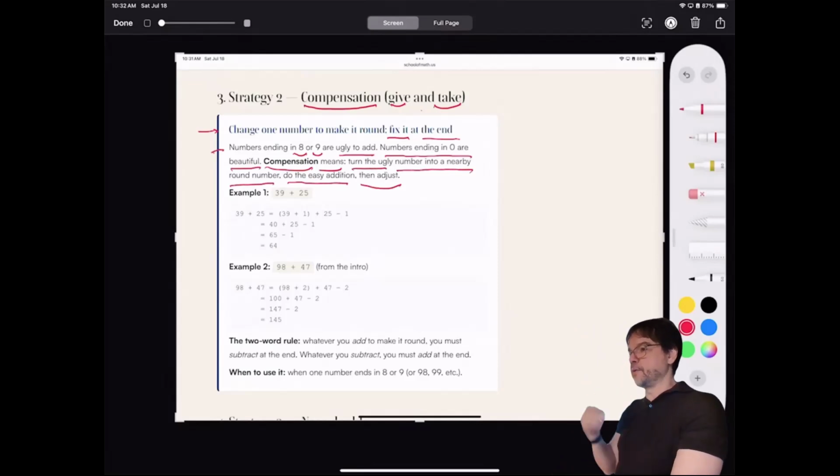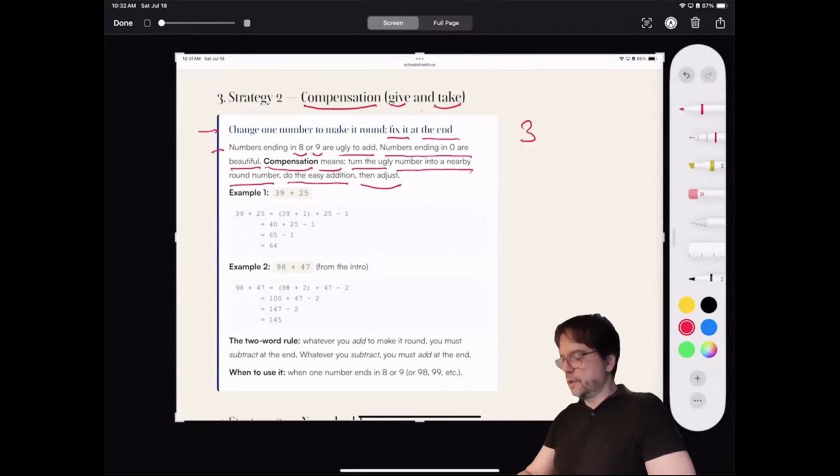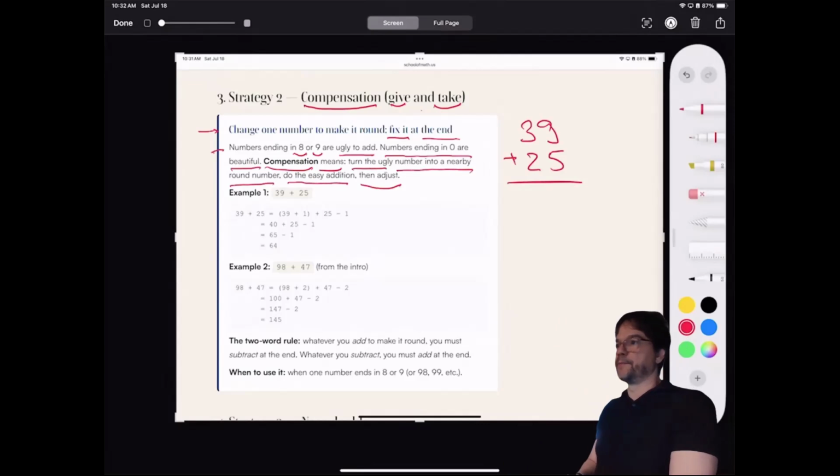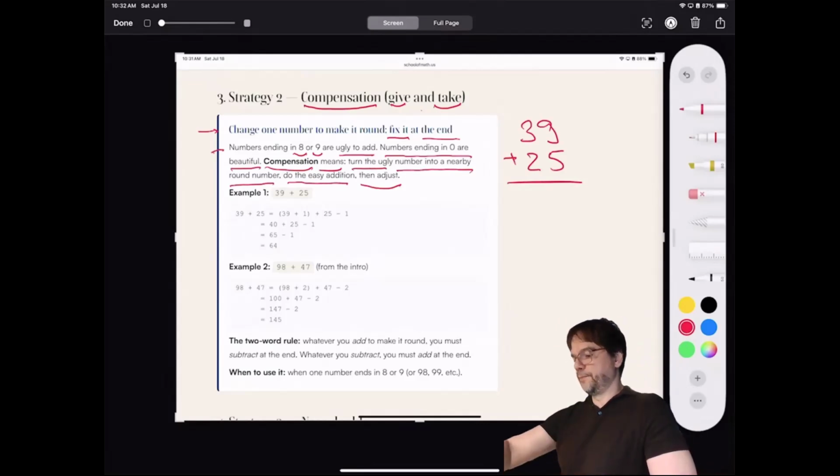Okay, I will ask you another favor, please. Do on your paper 39 plus 25. Try to do it, please. Write it down and do it. 39 plus 25.